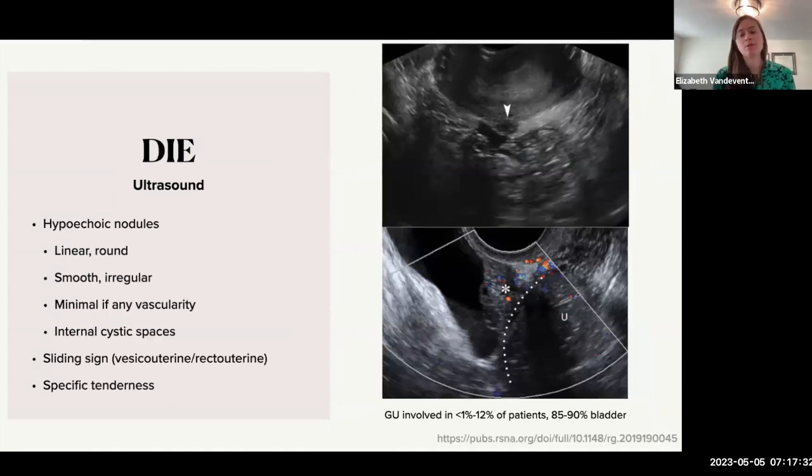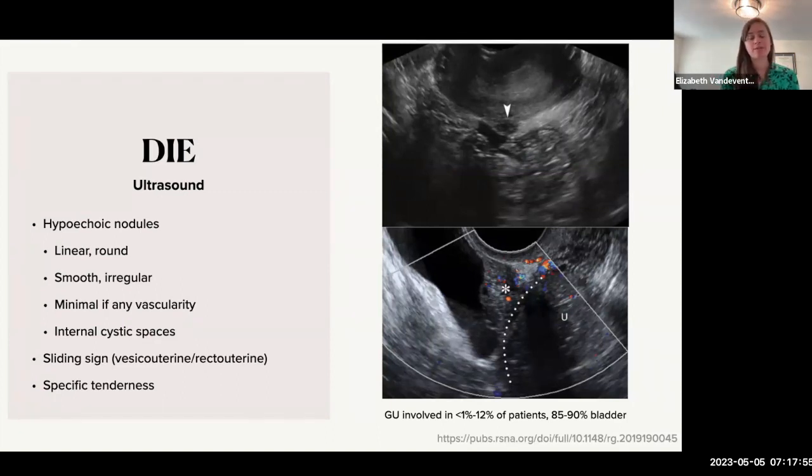Deep infiltrating endometriosis on ultrasound is highly variable. You can have anything from linear plaques to nodules, and then looking for adhesions is also important. They typically can be, as I said, linear or round. They can be smooth, they can be irregular. A lot of them are avascular. Some of them have a little bit of vascularity. Occasionally you can see internal cystic spaces.